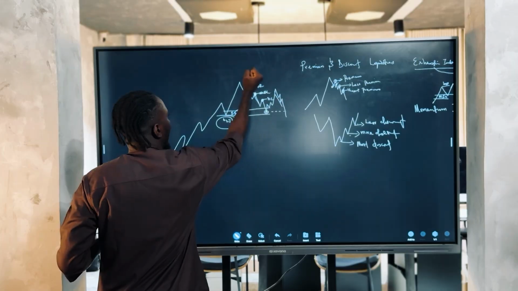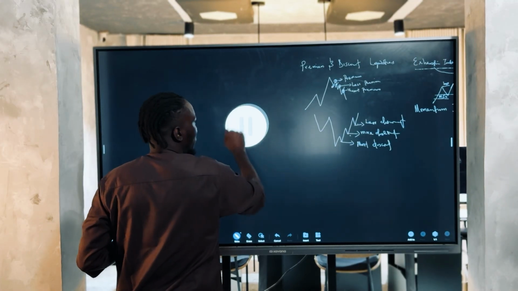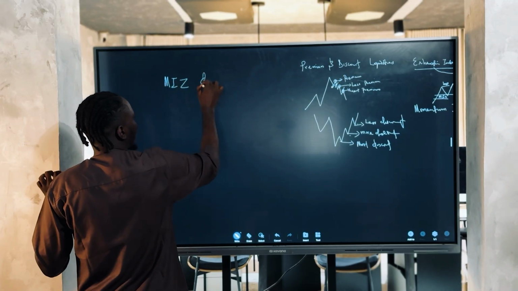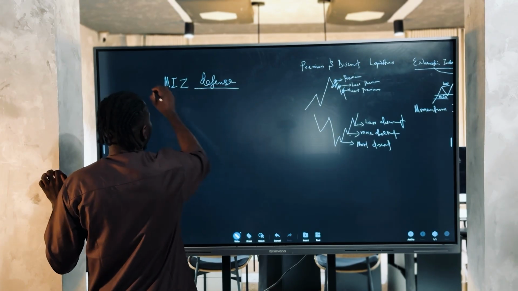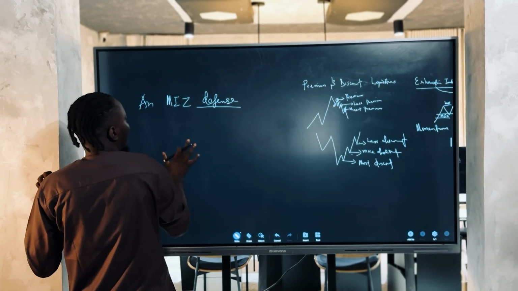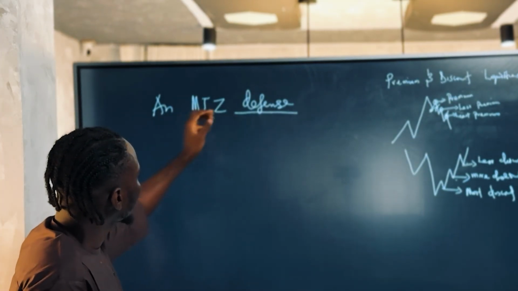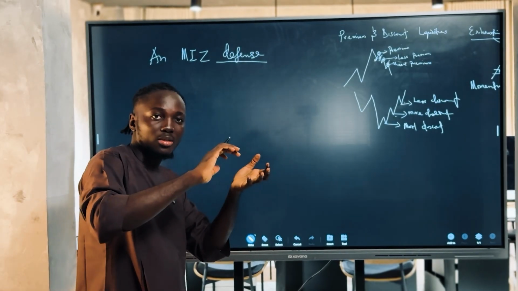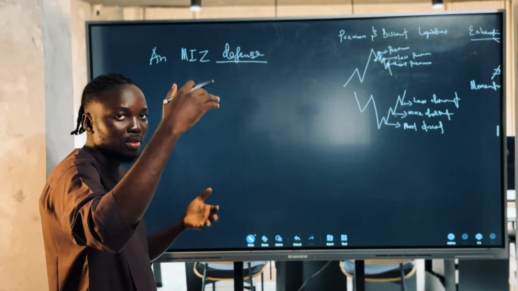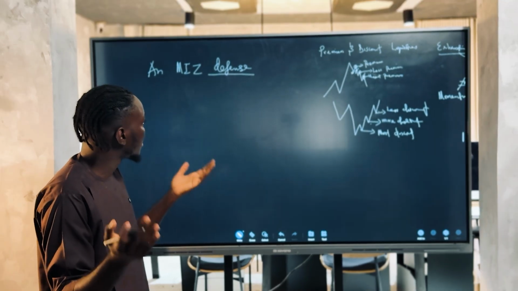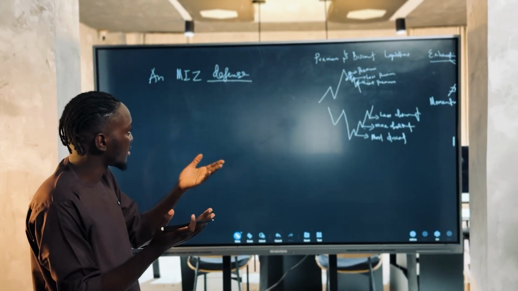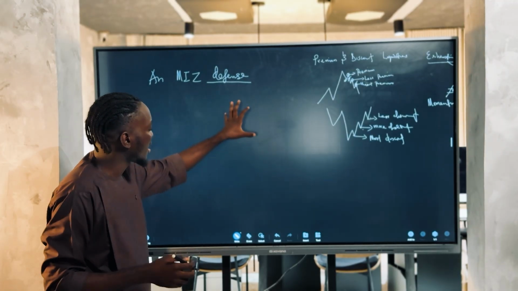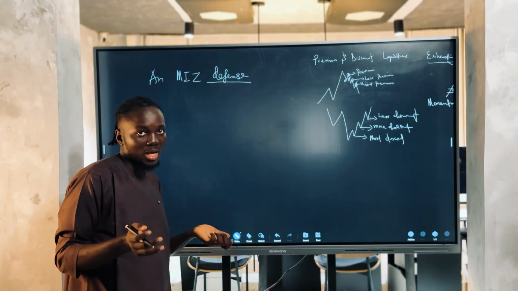But however, let's look at a certain scenario to tidy up all we have been saying. An MIZ is a defense. That is, when there is a trend, a momentum imbalance zone is what defends that trend. It is the one that price will keep mitigating before price can continue in the direction of that particular trend. That is the work of an MIZ. It is a defense. If an MIZ is therefore a defense, it means that before any continuation can happen, an MIZ has to be tapped.